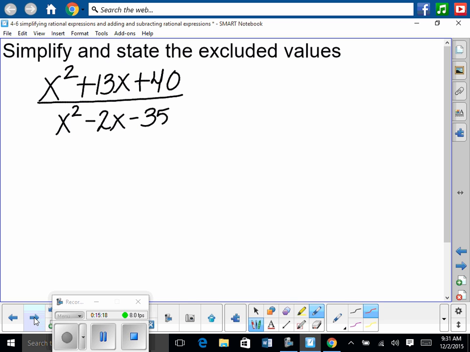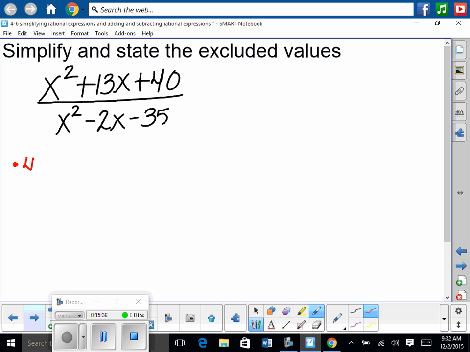Last one here. x squared plus 13x plus 40 over x squared minus 2x minus 35. The first thing we do is factor the top, factor the bottom. So guys, it's going to take a little bit of brain power. You might need your own paper. This is not too bad though. Luckily, this one's quick factoring. So I'm just going to focus on factor the top.